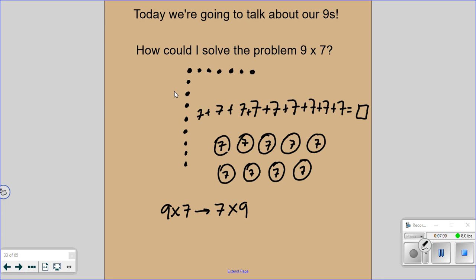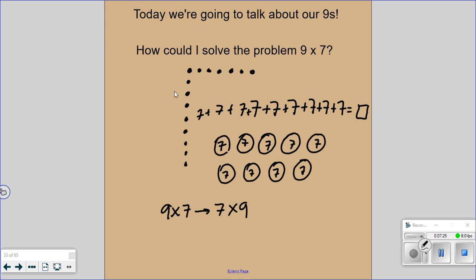You can think about that to help you figure it out. Now, if I had to make 9 goodie bags with 7 in each, could I make 7 goodie bags with 9 in each? No, that wouldn't be fair. That wouldn't work. But if I just need to figure out how many total, I can flip it around. That is fine.